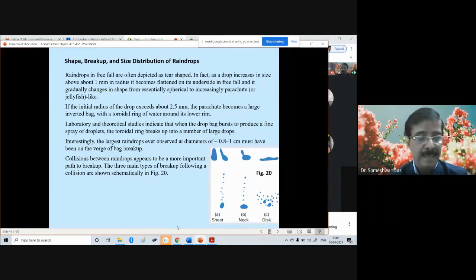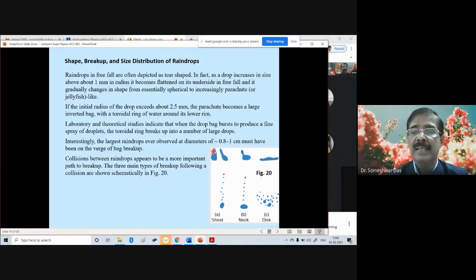You see this diagram, it shows three different ways of the raindrop breakup. Is this diagram visible to all of you? Yes or no? Yes, sir. Okay, okay.